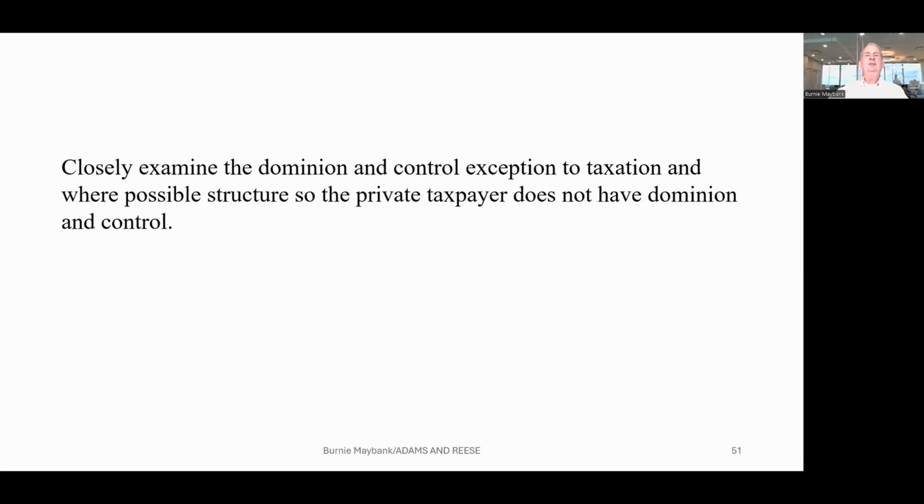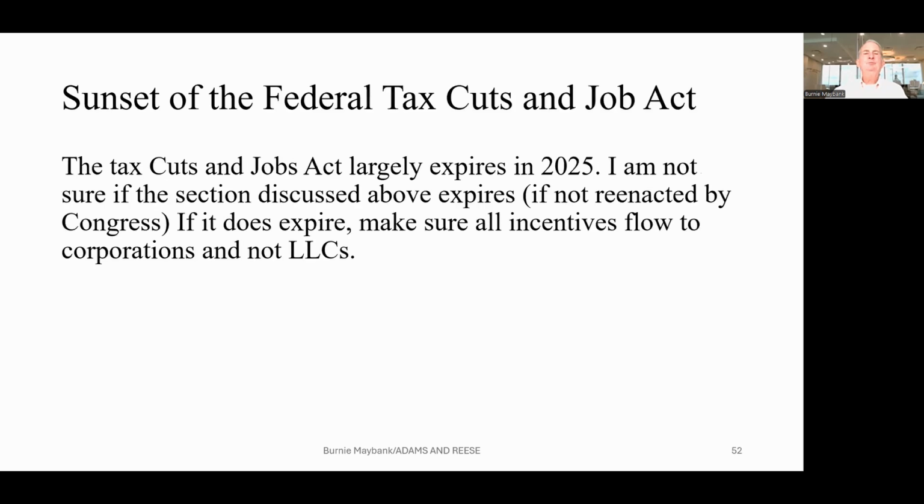You also need to closely examine the dominion and control exception and structure the transaction so that the private taxpayer does not have dominion and control. And in many cases, that's done. As a practical matter, that's what's done anyway. But the grant's got to say that. The grant's got to be drafted in a way that says that the manufacturer does not have dominion and control over the funds. Merely the fact that as a practical matter the taxpayer doesn't, that doesn't work. As you'll see in the case law, that doesn't work. The grant document has to say that.